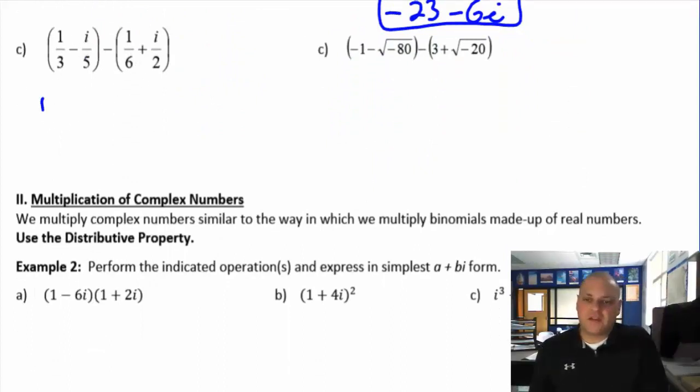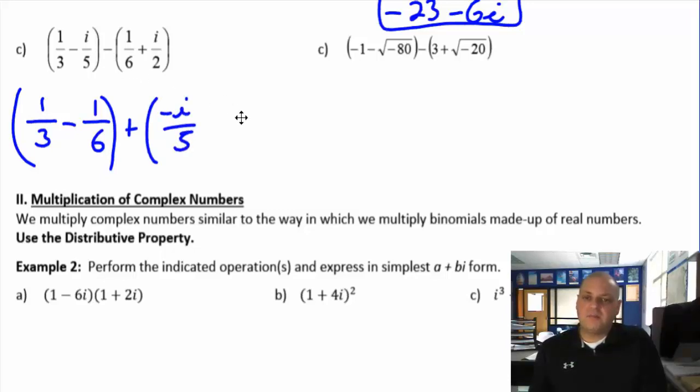1/3 minus 1/6. We're going to put those together. 1/3 minus 1/6. Got the minus there. And let's put those together. And then we'll say plus negative i over 5, minus i over 2. And now we'll need a common denominator. So times 2, times 2, times 2 here, times 2, times 5, times 5. Alright, so we have 2 minus 1. 2 minus 1 is 1. 1/6.